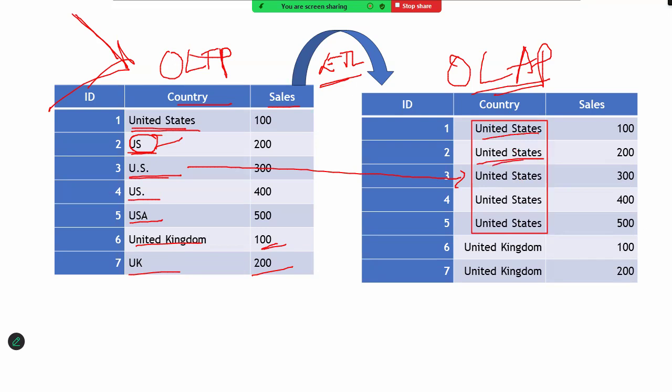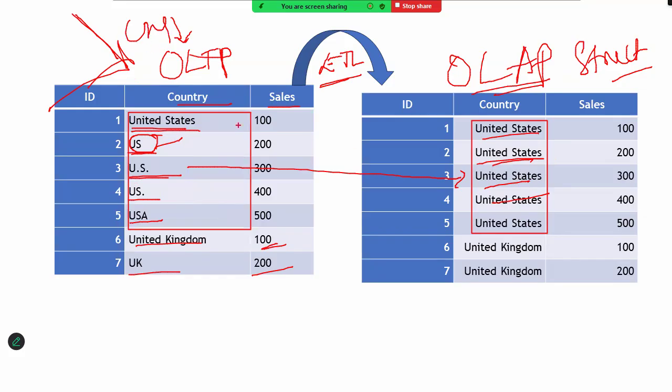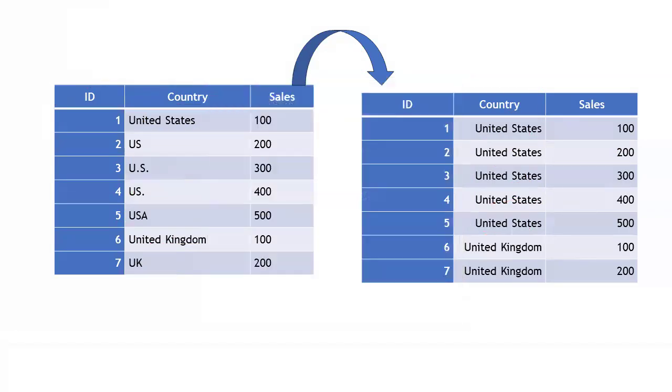If you see OLAP, everywhere the country name is in the same format. When the country name is in the same format everywhere, we call it structured data. In OLTP, we see each country name in a different format. It is unstructured data. Okay, now we got a basic idea. OLTP, unstructured data; OLAP, structured data. How you are converting is in the ETL software. Now let's go to the next slide, guys.